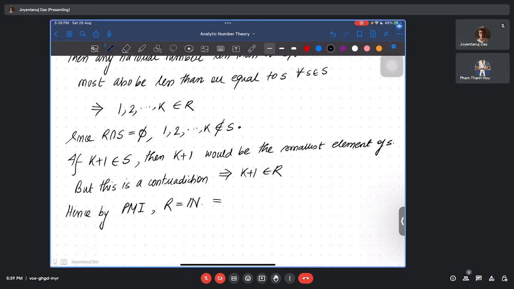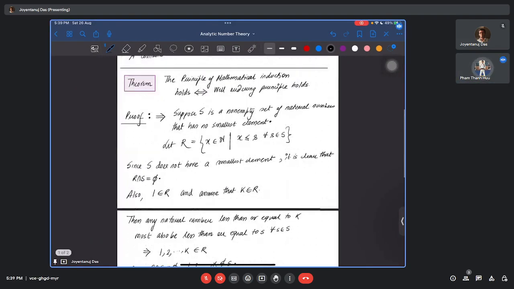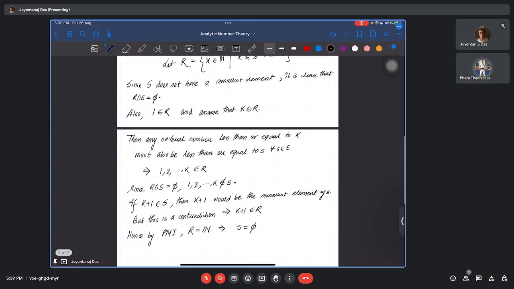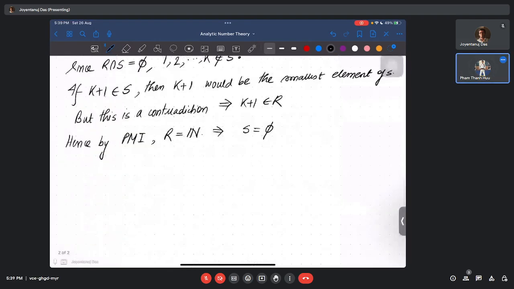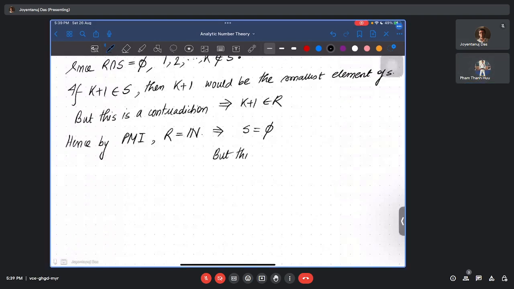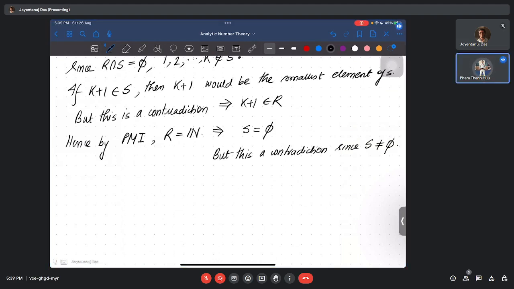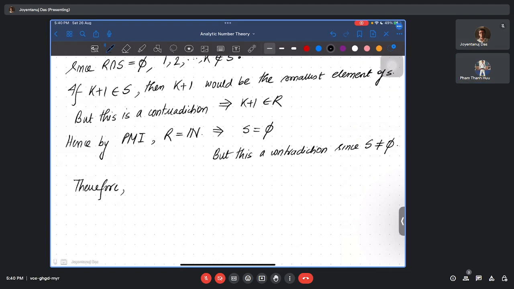But that will imply that S is an empty set, right? Because S intersection R is empty. But this is a contradiction, because we started with S being a non-empty set. So therefore, what we proved is that every non-empty subset of the natural numbers must have a smallest element. Therefore, the well-ordering principle holds.